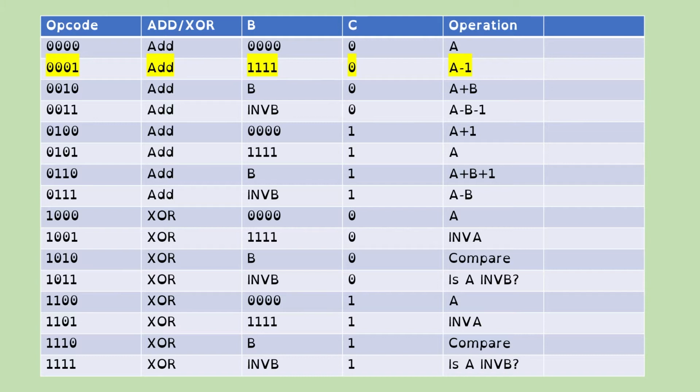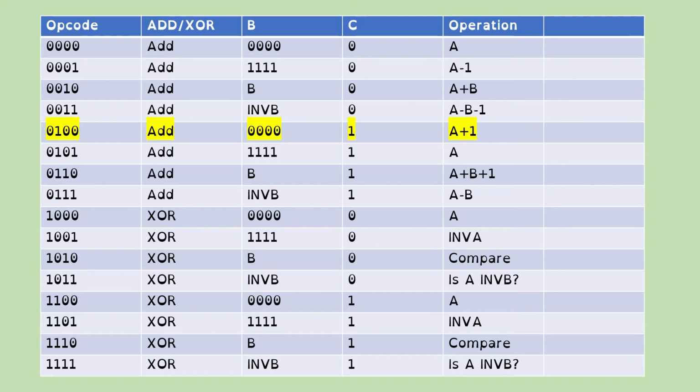0001 gives us A add 1111 with no carry in. This gives us actually A minus 1. It will flag the carry out, but it's useful as a decrement. So we've got to keep that one. The next one lets us add A to B with no carry in, so A plus B is pretty useful. The next one gives us A minus B, and because there's no carry in, it's actually A minus B minus 1. Less useful, so we're going to reject that one. The next ones, so what?